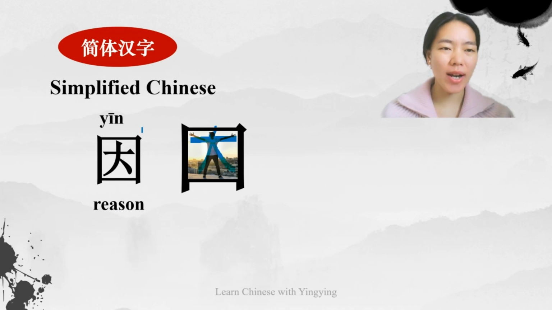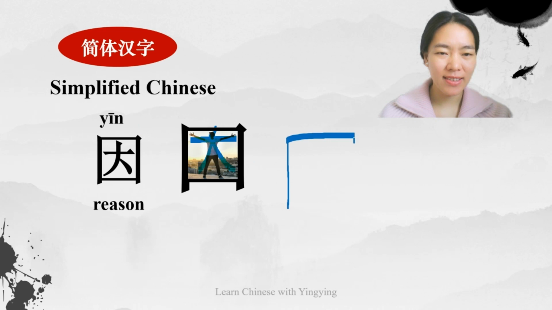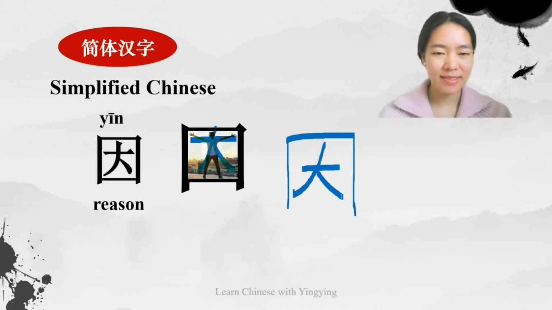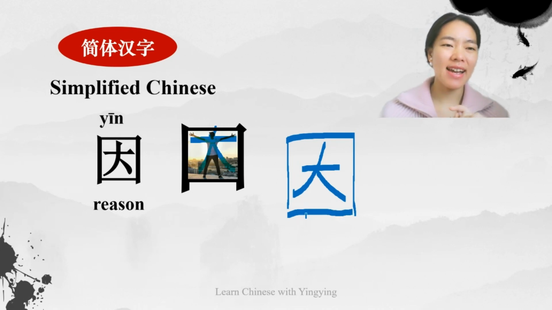So let's write the word together. So this is the word 因. 因, it means reason.